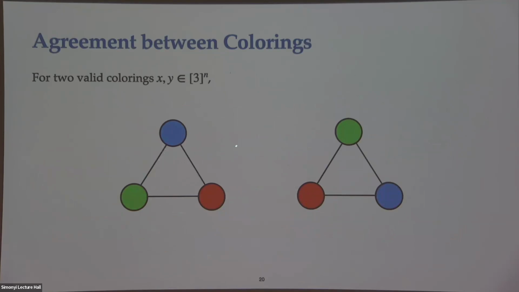Can people tell me, are these two colorings of a triangle the same coloring? Yeah, they are the same coloring, right? Because you can permute the color classes. Even though these look different, you can permute the colors and they are the same.